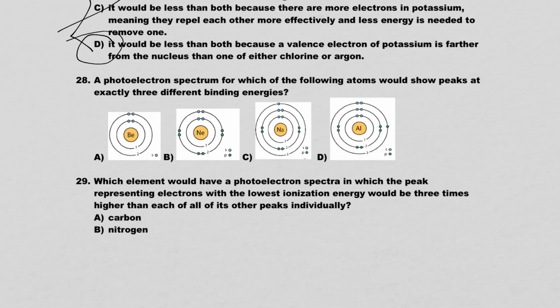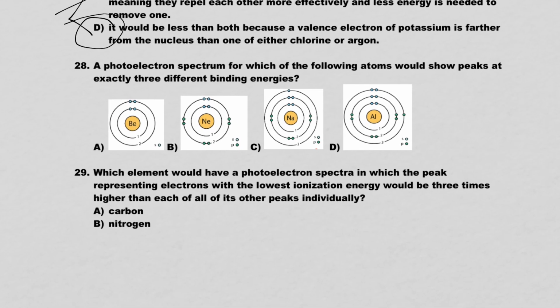Again, some of these can be tough. You just have to take your time and read through them. All right, 28. Photoelectron spectrum for which of the following atoms would show peaks at exactly 3 different binding energies? Remember, every type of orbital has its own peak.